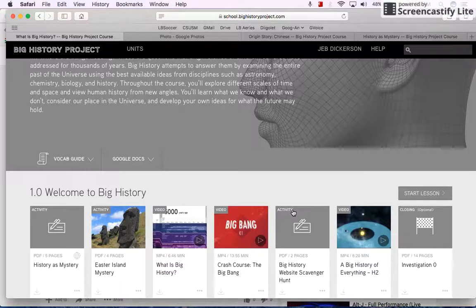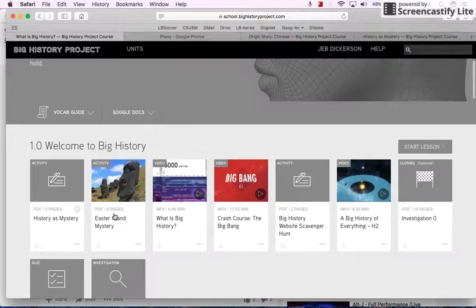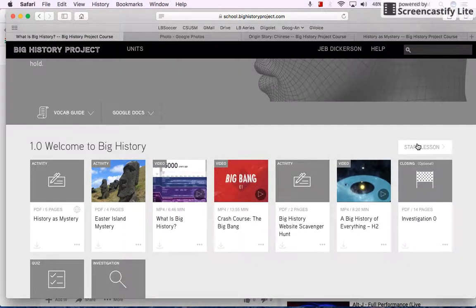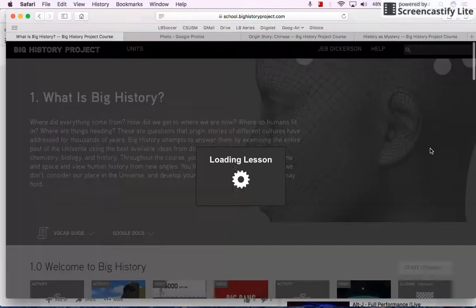However, by the time we get to Unit 2, I'm going to try to completely eliminate the use of worksheets so that everything is done in your notebooks. That just seems to make more sense. It'll be easier to keep track of. Okay, so as you should know, in order to get involved with some of the resources in Lesson 1.0, Welcome to Big History, you click Start Lesson.